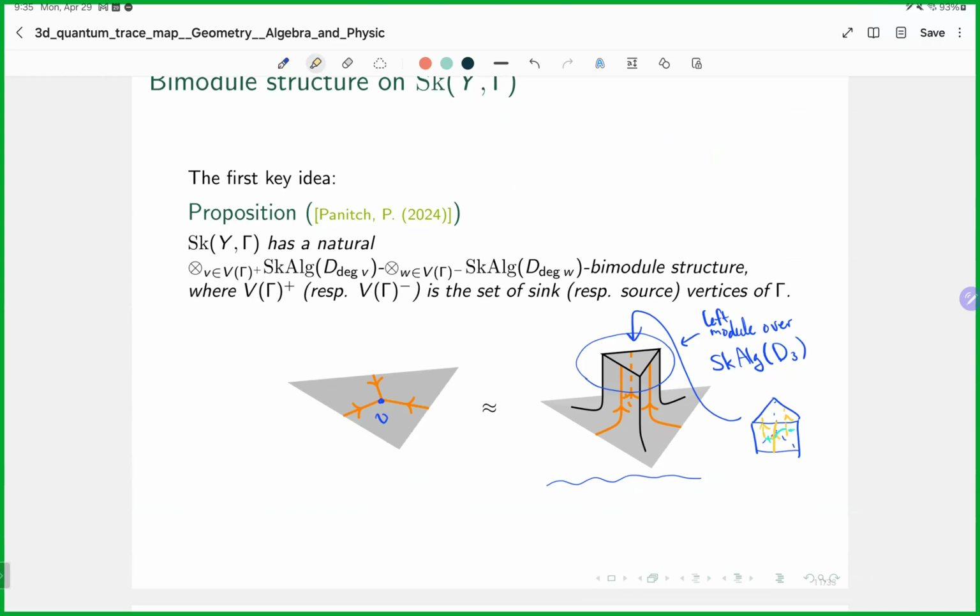Yes, so combining everything I just said, the stated skein module of a boundary marked 3-manifold (Y, gamma) is a bimodule. Firstly, it's a left module over tensor products of stated skein algebras of polygons, one for each sink vertex. And it's a right module over the same thing, tensored over source vertices. So a stated skein module is not just a vector space. It has some rich structure in it, and it's going to be crucial to use this structure.